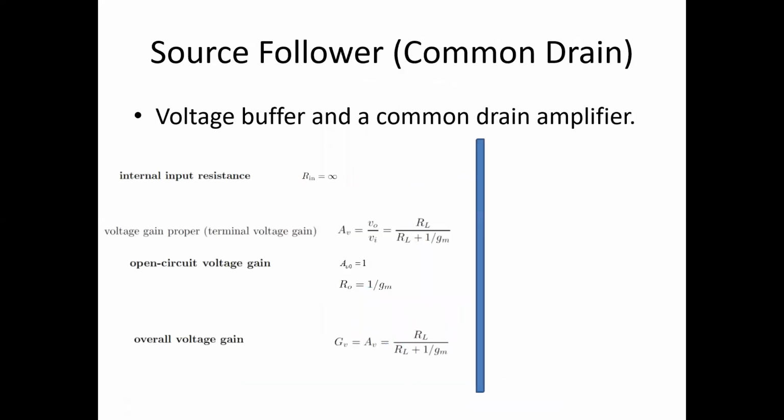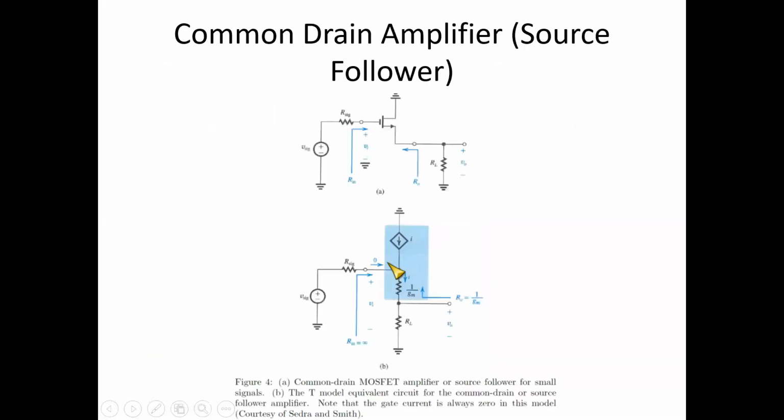But if you consider only the transistor, then it will be 1 by GM. So input resistance is infinite, and the R naught is 1 by GM without considering the RL. The voltage gain proper, which is AV equal to V naught by VI, considering the RL itself, you can try to find out. V naught is the voltage across RL, that is I into RL, and VI is the voltage across 1 by GM plus RL, that is I into 1 by GM plus RL.